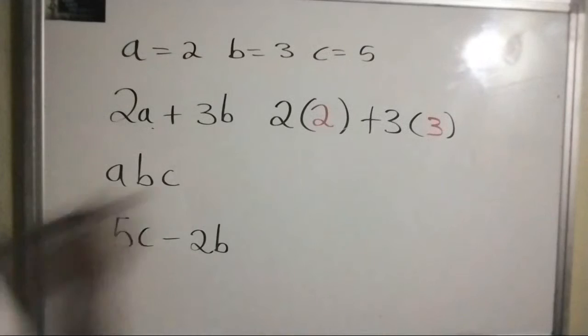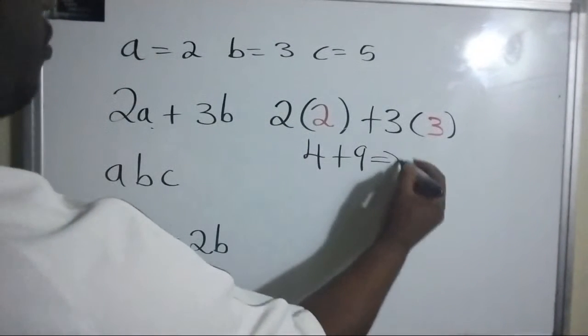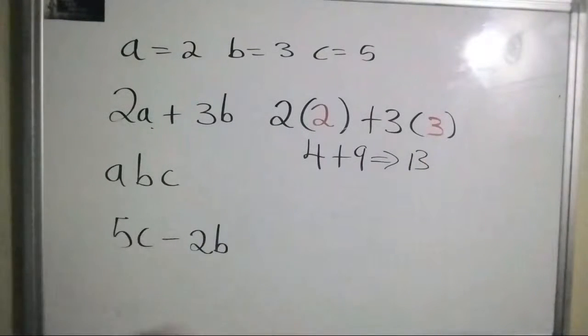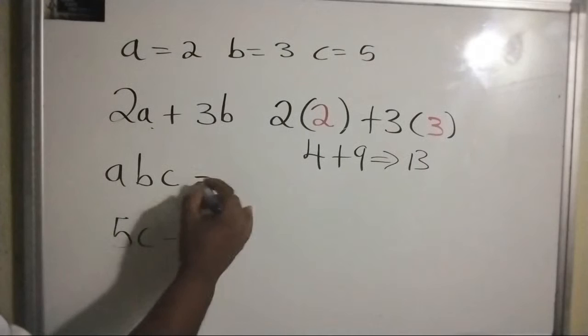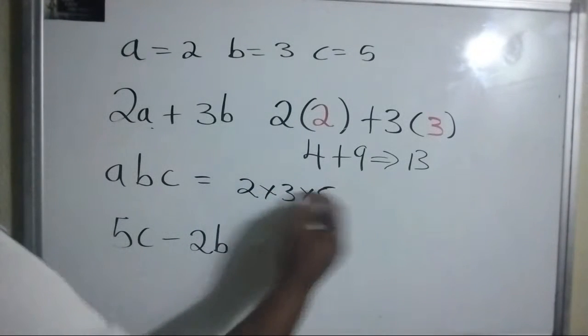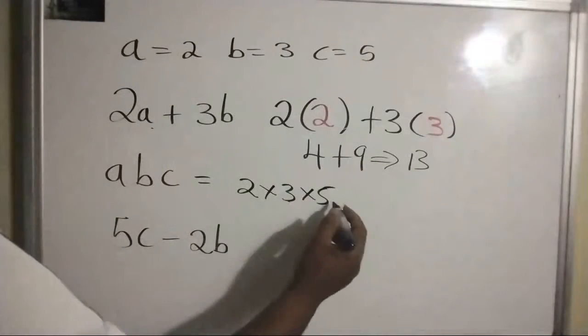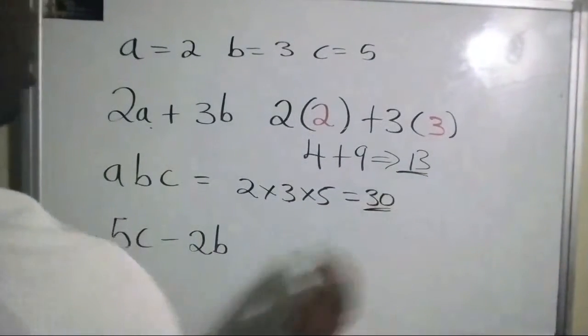Alright, then we can go ahead. 2 times 2 is 4, plus 9. So that gives us 13. So yes, guys, you are indeed correct. This one says ABC, which means A times B times C. So that's 2 times 3 is 6, 6 times 5 is 30. So the answers are 30 and 13.